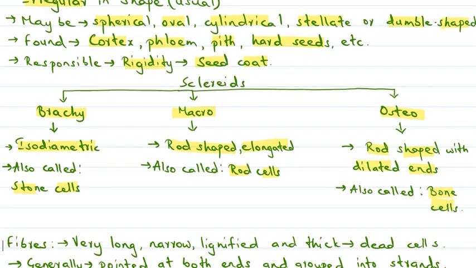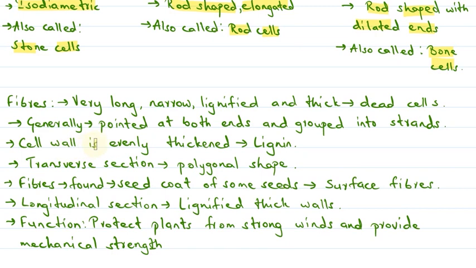Okay. Then after sclerites we discussed the fibers. These fibers are very long, narrow, lignified and thick cells, and these cells are dead. The length of the fibers varies in different plants, and generally the fibers are pointed at both ends and grouped into strands, and the cell wall is evenly thickened by the presence of lignin. In transverse section of fibers we can see that they have polygonal shape, and the fibers found in the seed coat of some seeds are called surface fibers. Then in longitudinal section the lignified thick walls can be observed.